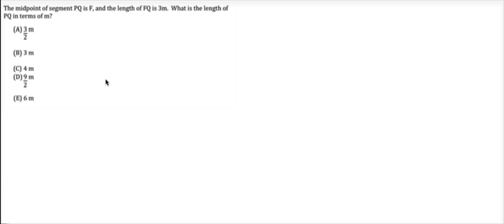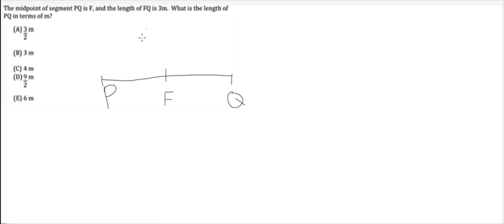So it tells us that the midpoint of segment PQ is F. So let's draw segment PQ. So label that side as P. And we'll label this edge here as Q. And we are also told that the midpoint is F. So let's label that midpoint as F.